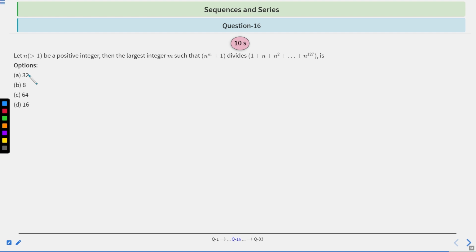Let's move to the next question. Question number 16. Let n greater than 1 be a positive integer, then the largest integer m, such that n to the power m plus 1 divides 1 plus n plus n square till n to the power 127, is. Let's move to the solution part after 10 seconds.